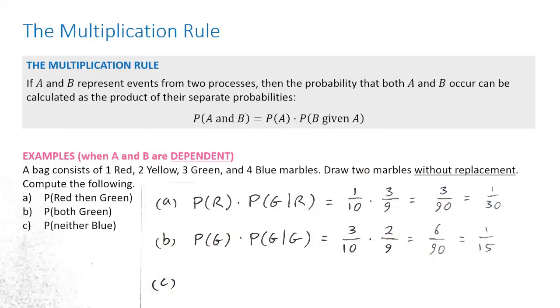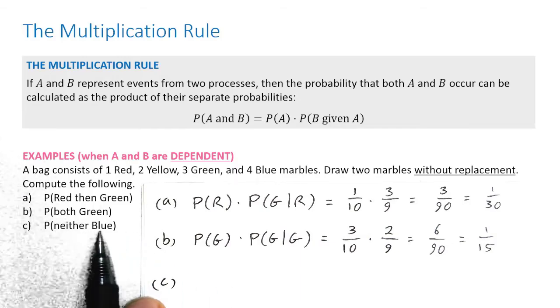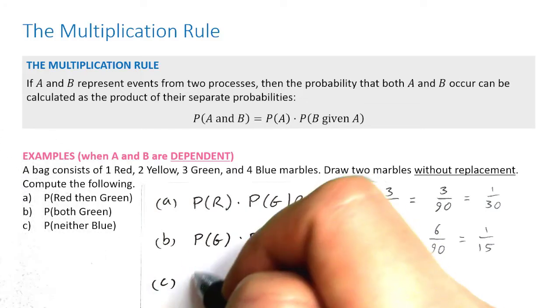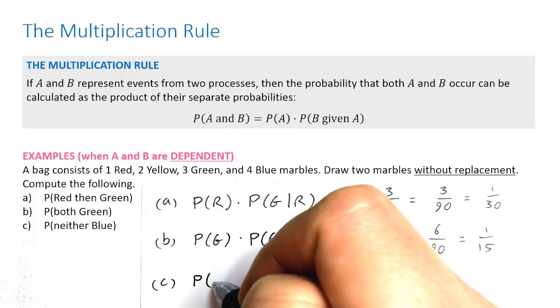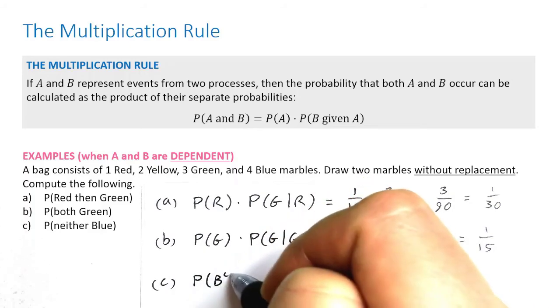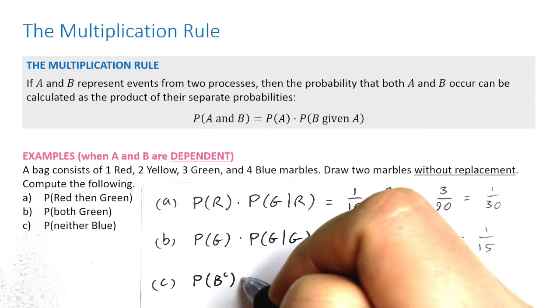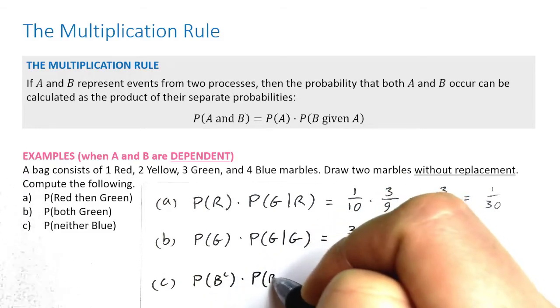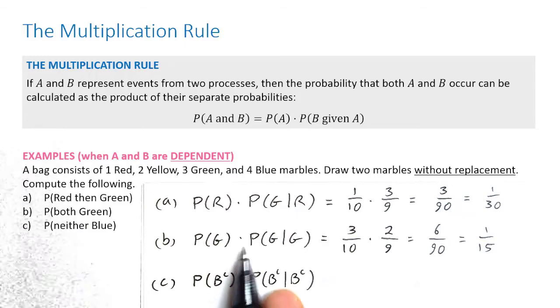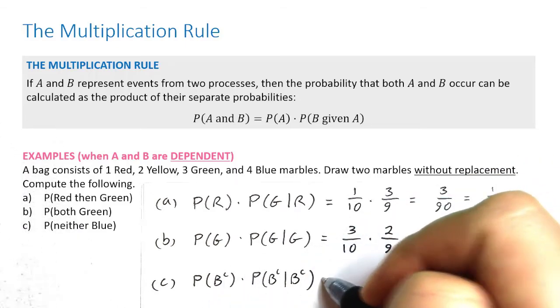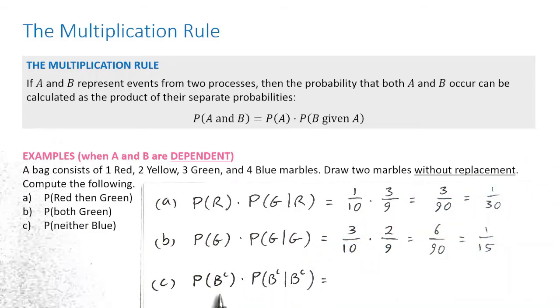And the third one here, neither marble is blue. Okay, well, that means we got not blue, so blue complement, times the probability of getting blue complement given that you got blue complement, right? So this means not, right? So what's the probability of getting not a blue?